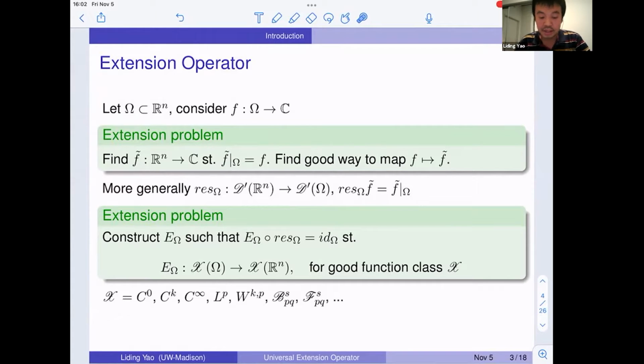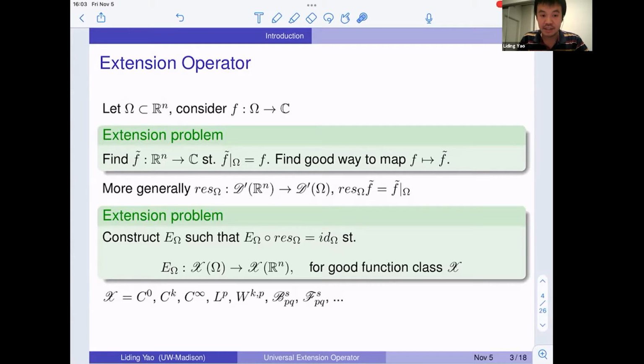In our case, we only care about linear extensions. We don't need to limit our focus to just the extension of functions. We can talk about extension of distributions as well. In that case, the extension operator can be defined as a left inverse to the natural restriction map. So the extension problem asks: can we find some kind of extension operator which is bounded in certain given function classes X?